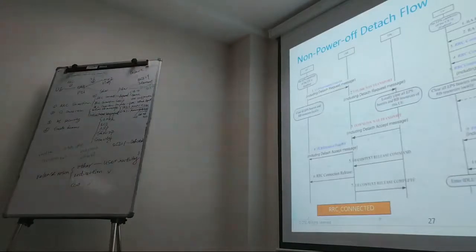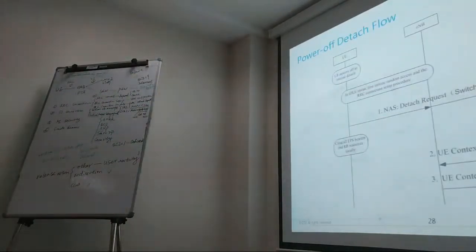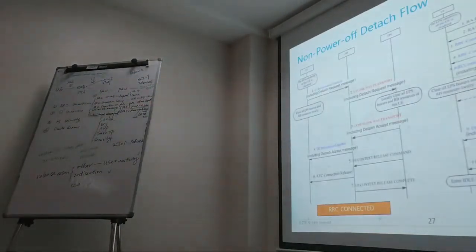So power off and non-power off have different signaling flows, because for non-power off your cell phone is still powered on and can receive messages. But for power off, once I power off, it cannot receive any message. So we first see the non-power off, which also has two kinds: one at the idle state, and one at the connected state.